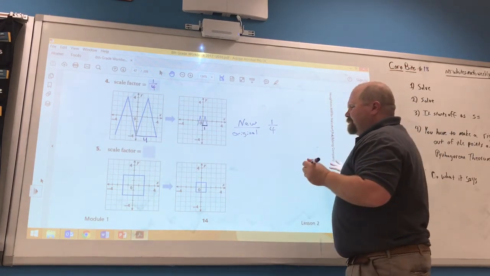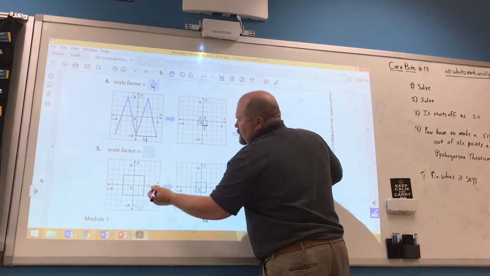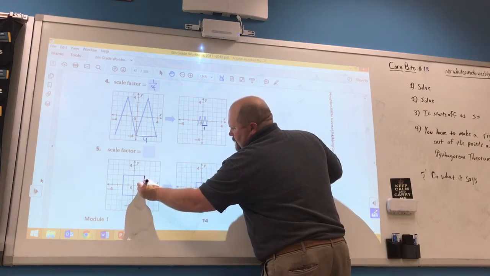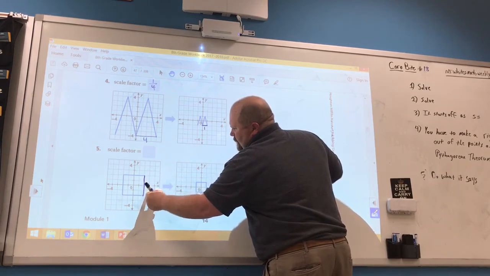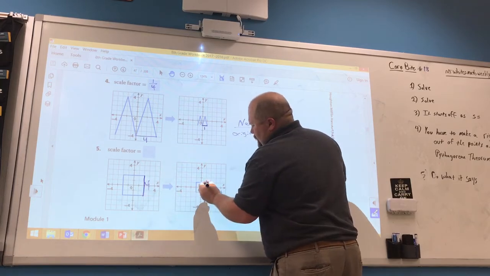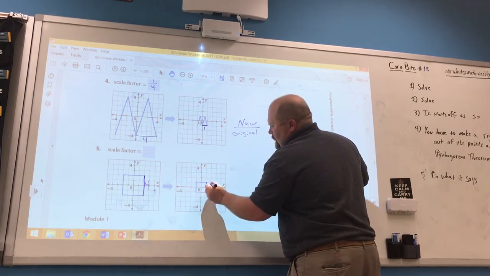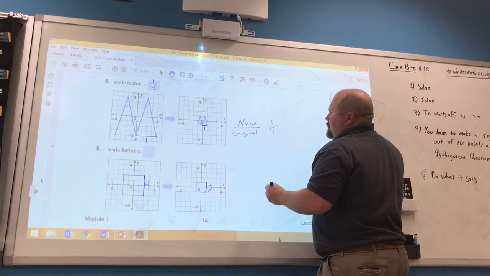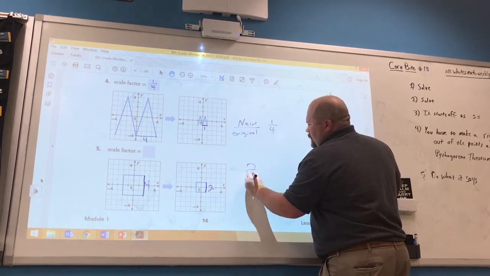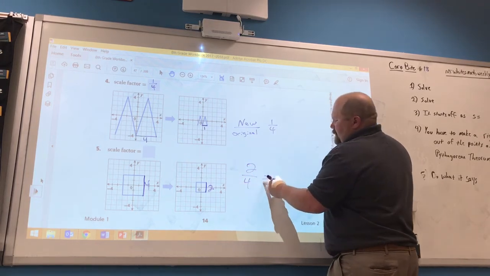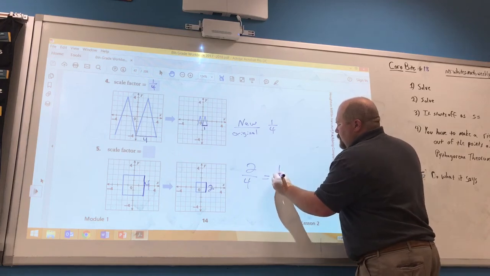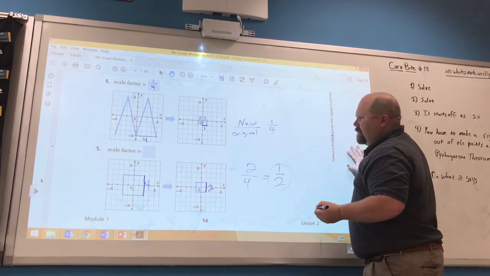Number 5, I can take any side of this. Let's just take this side. 1, 2, 3, 4. So that's 4 units. And this is the corresponding side, and it's 2 units. So same thing, we do the new over the old. Now this one can be reduced. This is 1/2, and that is the scale factor.